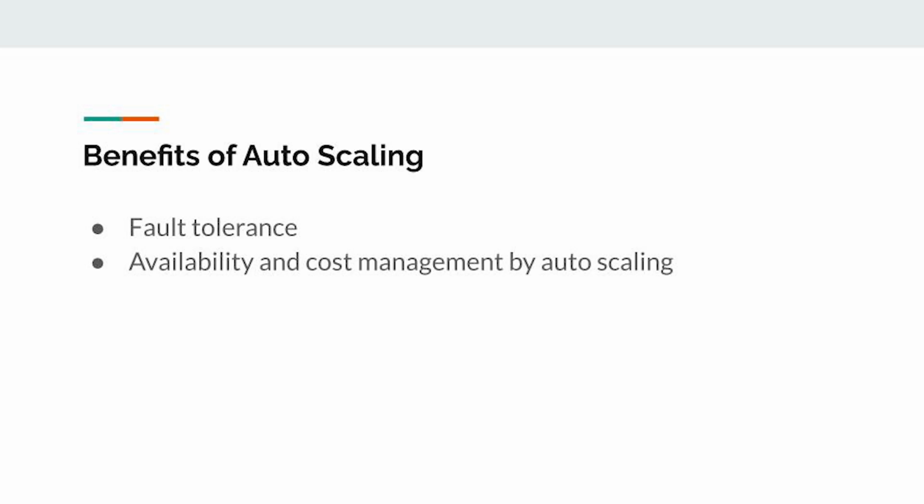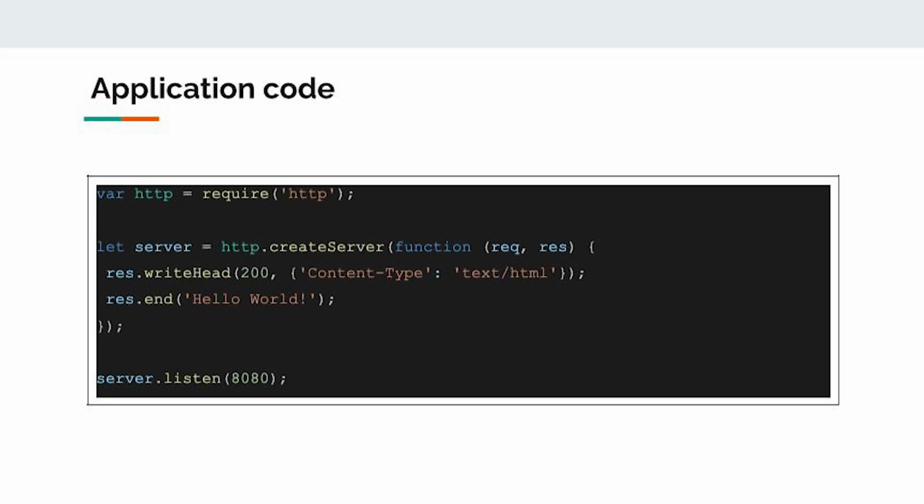Now we know the benefits of auto-scaling. We'll look into how to configure auto-scaling for EC2 instances. In this video also, we'll be using the same Node.js application that we used in our previous videos. This is a simple Node.js server that prints hello world. In the description, I will leave the link to the GitHub project of this code.